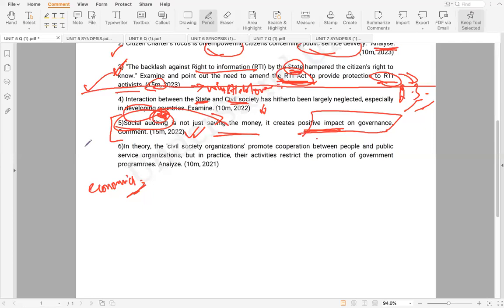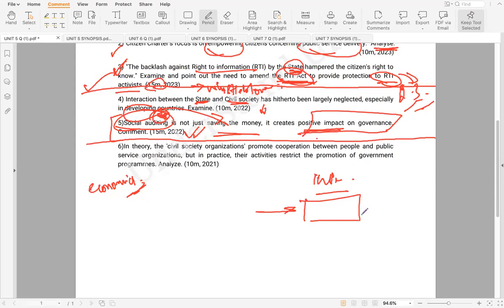All right. So in theory, the CSOs, or the civil society organizations, promote cooperation between people and public, but in practice, their activities restrict the promotion of government programs. Almost a similar question in terms of interaction between public and the civil society. However, here we're saying that it acts as a bridge between the government as well as the people in general. However, in practice, that is, in reality, their activities, that is the CSOs' activities or parastatal body activities in general, restrict the promotion of government programs.